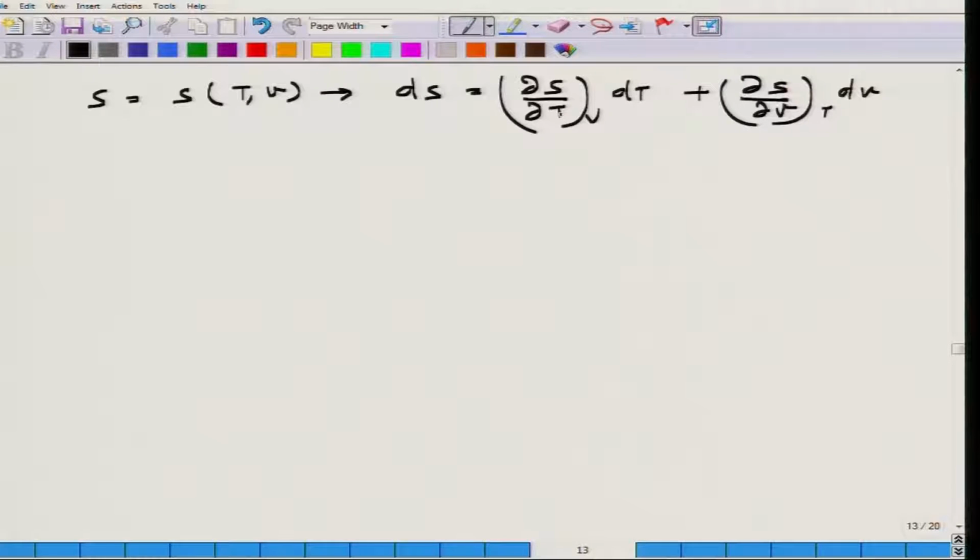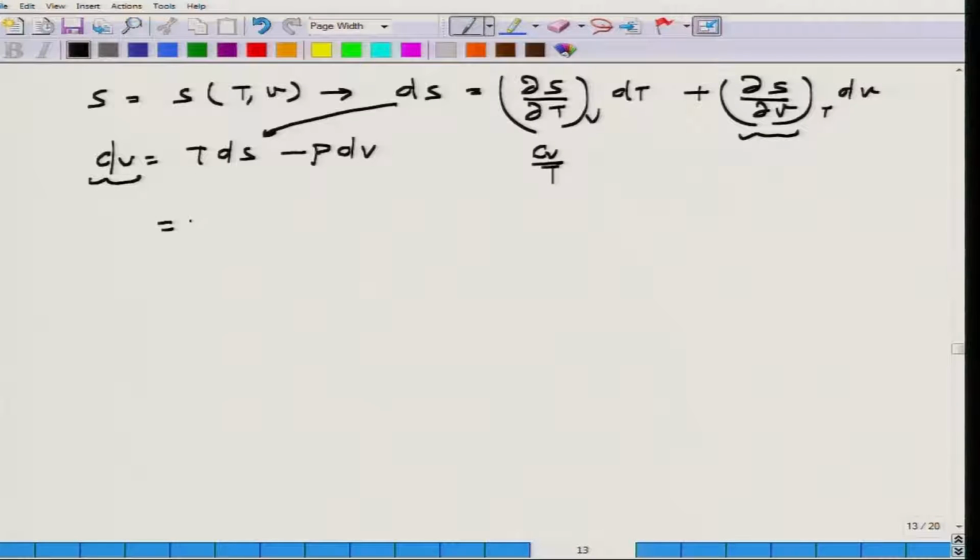Now what we are interested in is to represent this in a different way. Of course we know del S by del T at constant V, which we connect to heat capacity, is nothing but CV by T. Okay, but what about this? Here we are going to make use of Maxwell relations. So we also know that dU is TdS minus PdV. So let me make use of dS directly here because our interest was to calculate first the change in U.